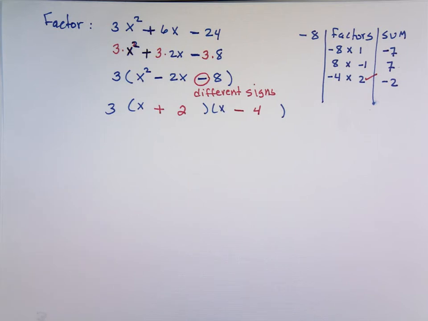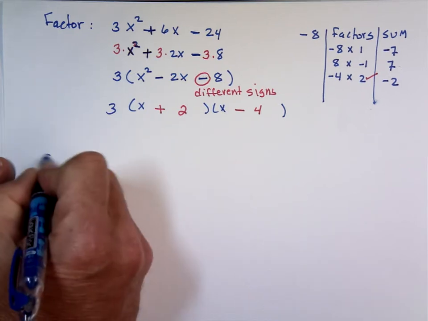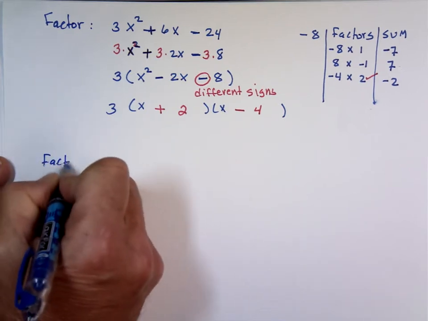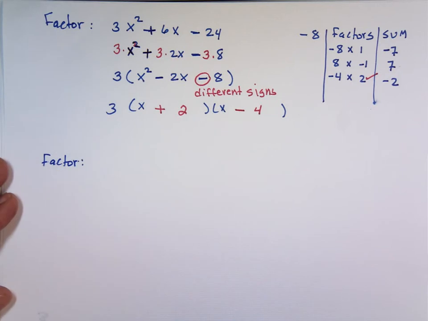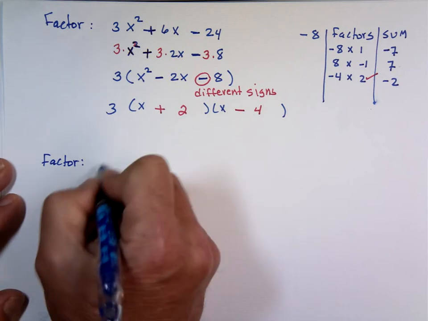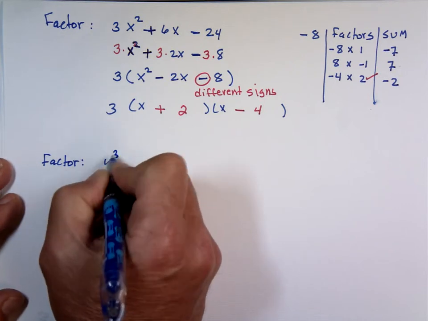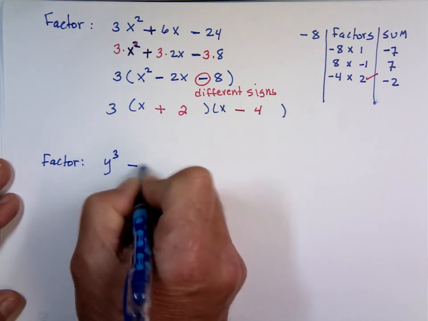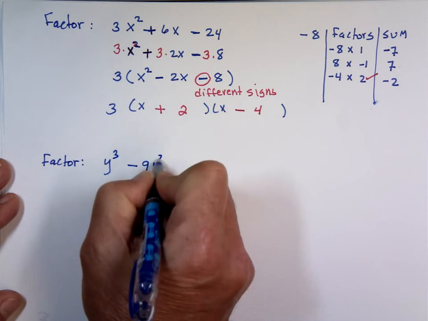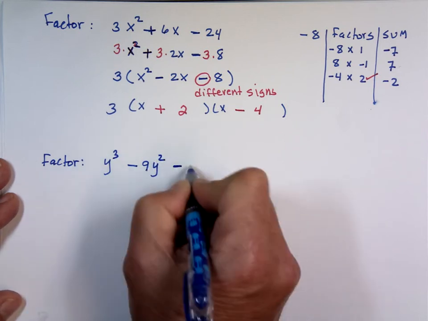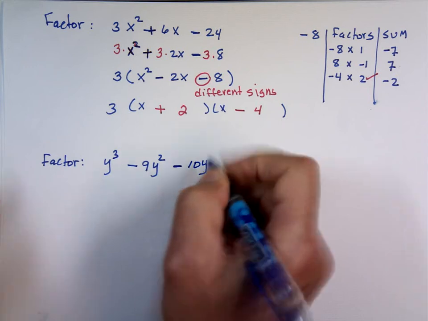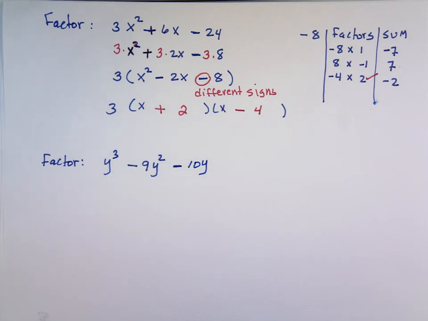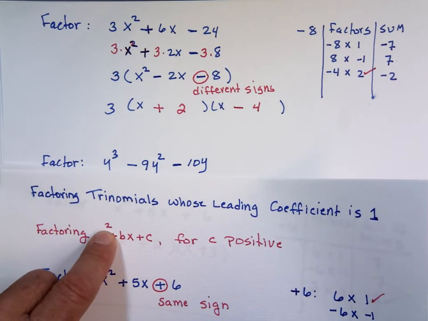Let's try another one. Factor y to the third minus 9y squared minus 10y. And again, when we start factoring, we're talking about x squared, not cubed. This one is cubed. That means we're going to do extra work.